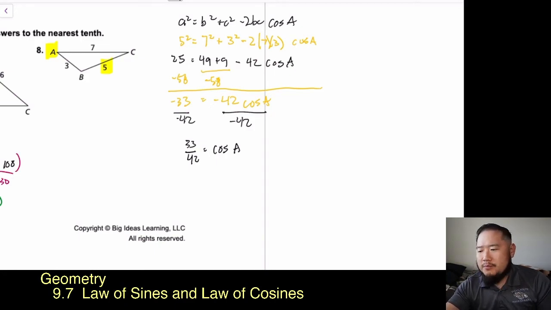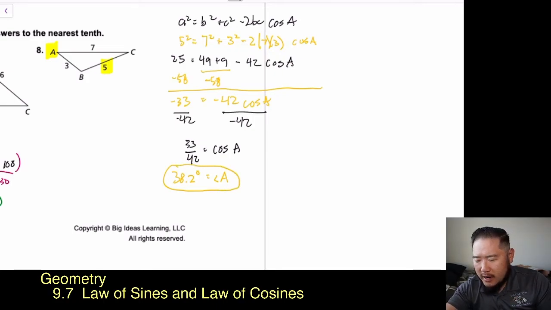So we're almost there. The last thing here is this. In order for me to find the angle, I've got to take the inverse cosine. So with your calculator, you go ahead and take the inverse cosine of 33 over 42. And after doing that, you should find that angle A is equal to approximately 38.2 degrees. All right, and don't forget, how did I get that? Don't forget your inverse cosine. That's your friend. All right, so there is angle A.